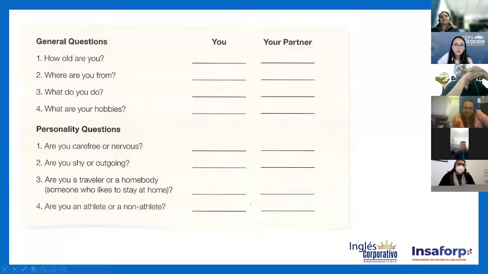Okay, guys, hope you are okay and that you finished with the activity. We're going to start with Ellen Nilsson and Glenda. Can you share your information, guys, please?